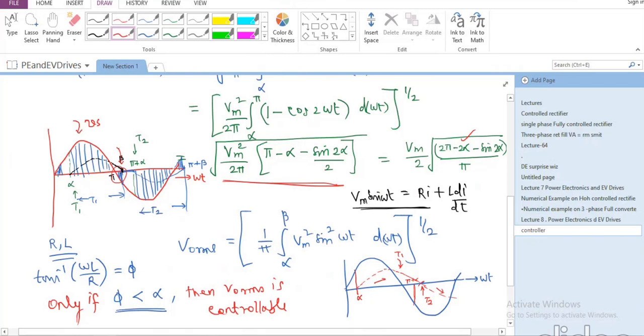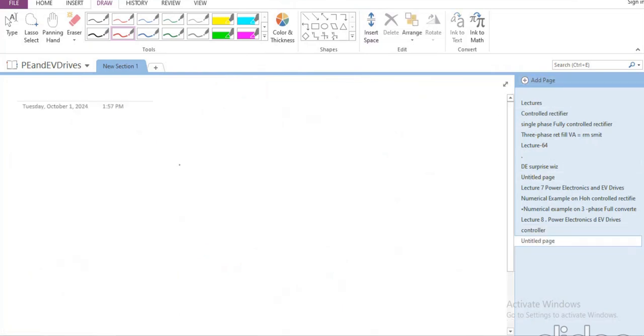But if it is RL load, it is very difficult to compute what this beta value is. So it's not easy to compute the output RMS value. All we can say is, the output voltage can be controlled only if the power factor angle is less than alpha, or the delay angle. Otherwise, you are going to see continuous conduction, and that is definitely not going to allow you to control the output voltage. Okay.